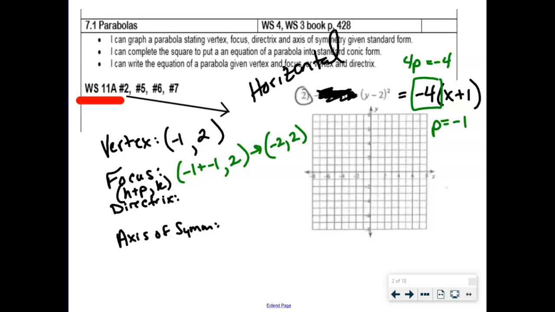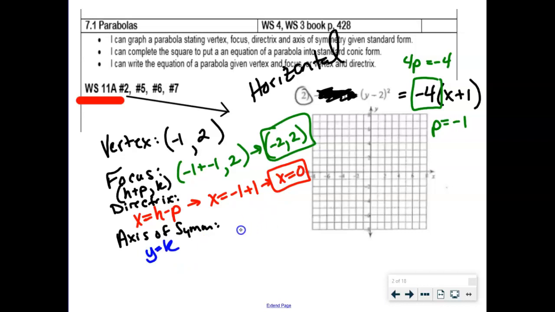The directrix for this kind of parabola is at x equals h minus p. So for us, that would be x equals -1 minus -1, so plus 1, that'll become x equals 0. The axis of symmetry for this kind of parabola is going to be at y equals k. So for us, that would be y equals 2.